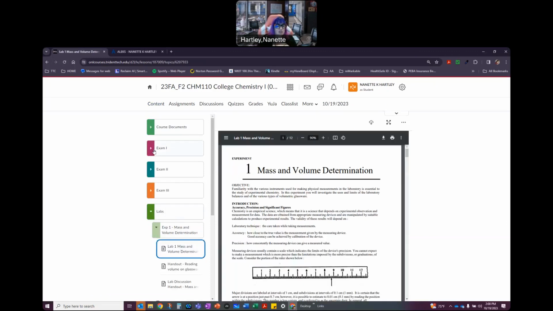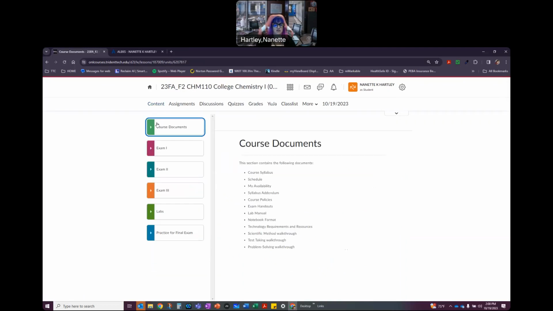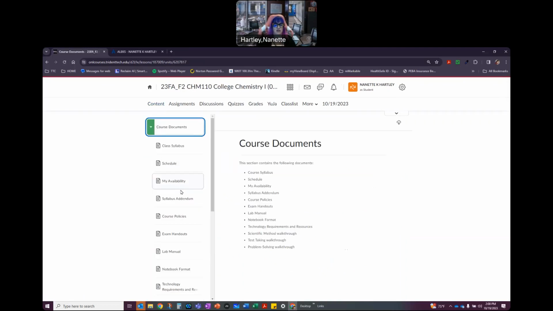The other thing I want to show you is that for each exam, there are 3 exams, there is material for that exam. Each lecture is numbered. This is lecture 1, the one that was supposed to be done on the 18th. This is lecture 2, the one that's supposed to be done on the 20th. All of that information can be found in the schedule.